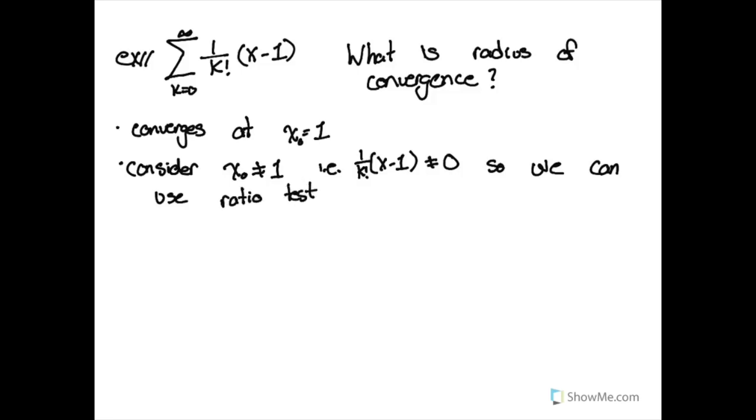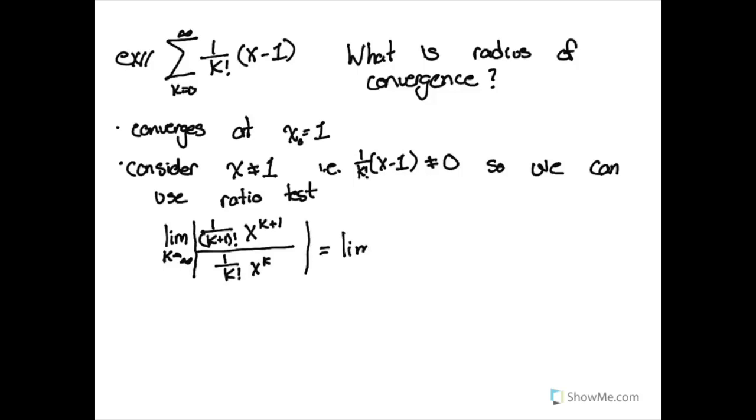Ratio test. Again, this is for points x not equal to 1. Right, so the ratio test tells us that we need to consider the limit as k goes to infinity of 1 over (k+1) factorial times x to the k+1 over 1 over k factorial times x to the k.